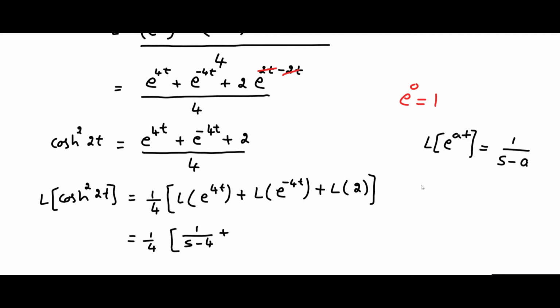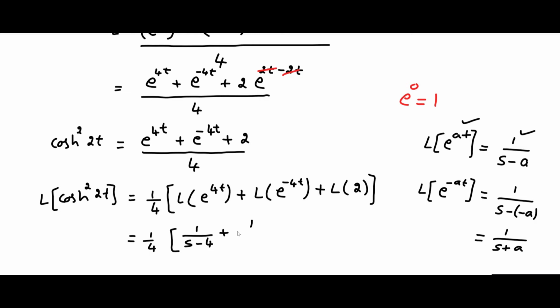It is better you remember e power of minus at also. When you have a negative sign, you will be getting s minus a. What is the a value in this case? The a value is minus a. Using this formula, 1 by s minus a, so 1 by s minus of minus a will become 1 by s plus a. So it is better you remember this formula: the Laplace transform of e power of minus at will directly be written as 1 by s plus a.